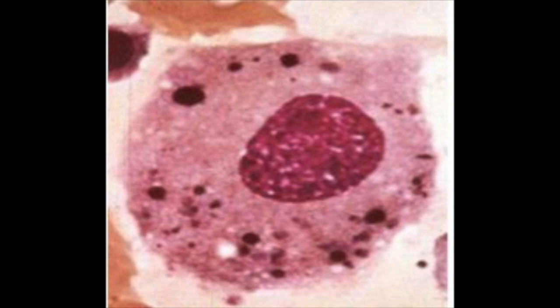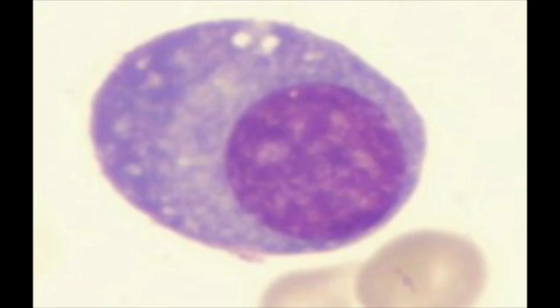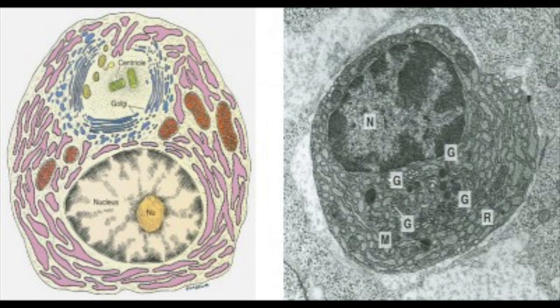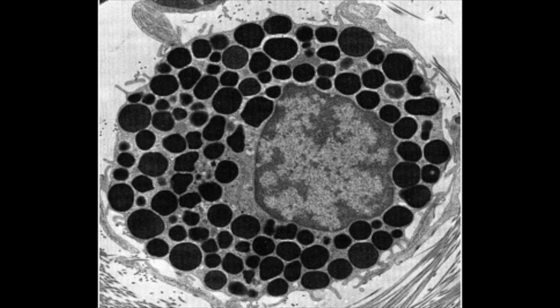Plasma cells and mast cells round out this cellular cast. Plasma cells, with their eccentric nuclei and abundant rough endoplasmic reticulum, are antibody factories. Mast cells, filled with large vacuoles of inflammatory mediators, stand ready to initiate immune responses at a moment's notice.